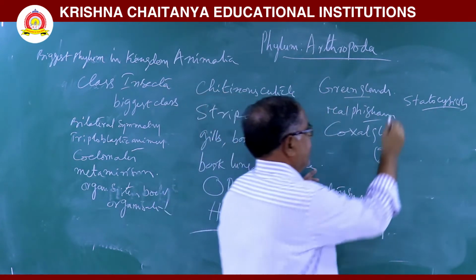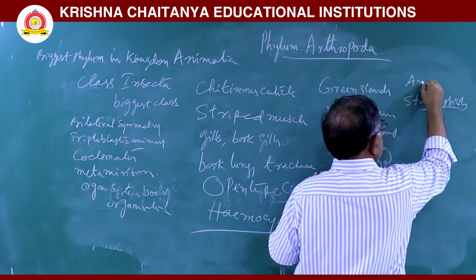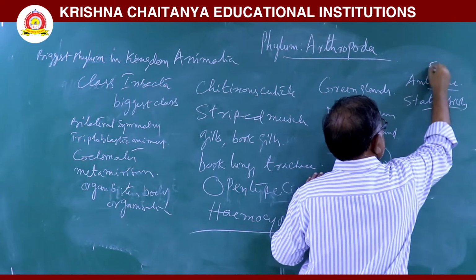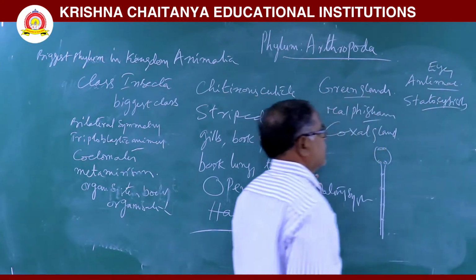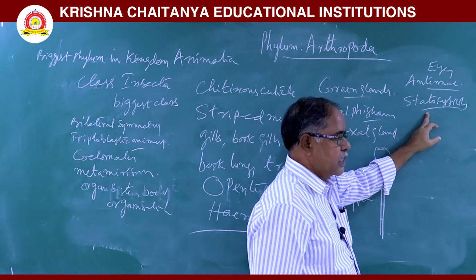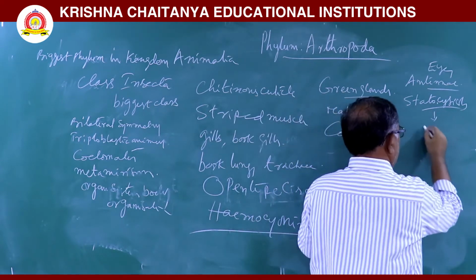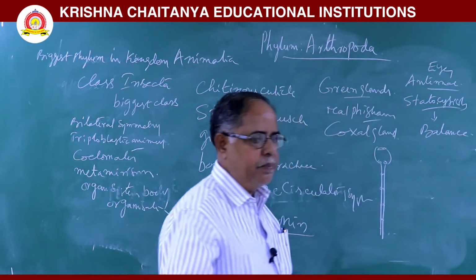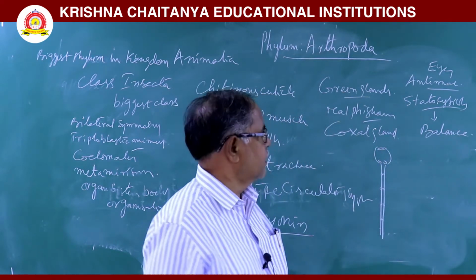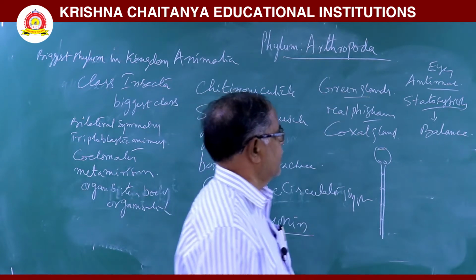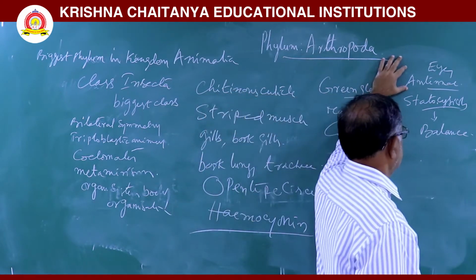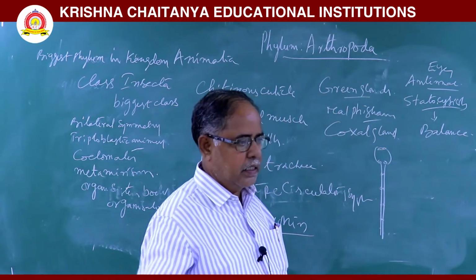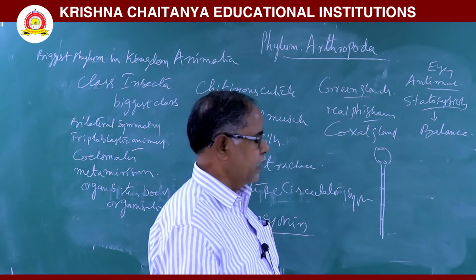Eyes, antennae, eyes. These act as sensory organs. These statocysts are used for balance or equilibrium. So here sensory organs are there: antennae, eyes, and statocysts. These statocysts are used in balance or equilibrium.